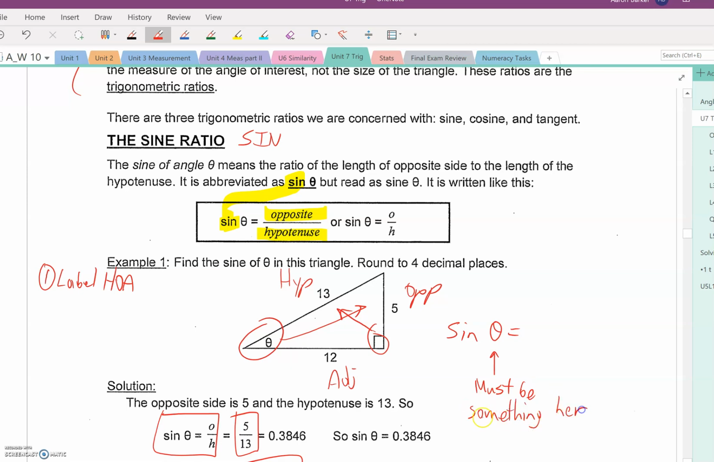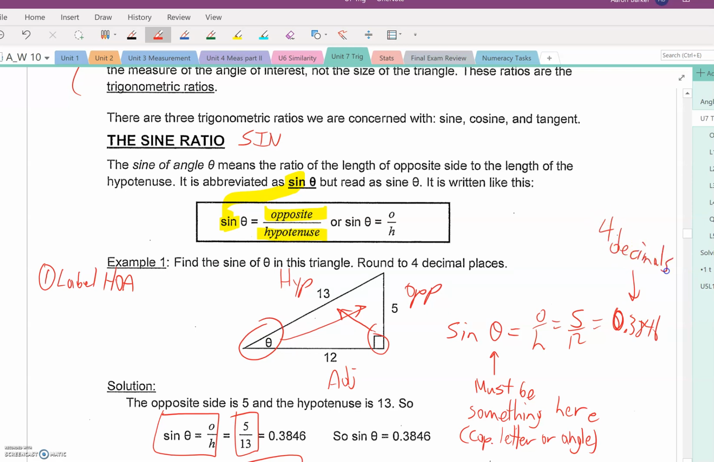And what something would it be? Well, that something would be a letter, a capital letter, or an angle number. We use this example, the capital letter theta. So sine theta is opposite over hypotenuse, which equals 5 over 12, which equals 0.3846. You always want to have 4 decimals for your ratio.